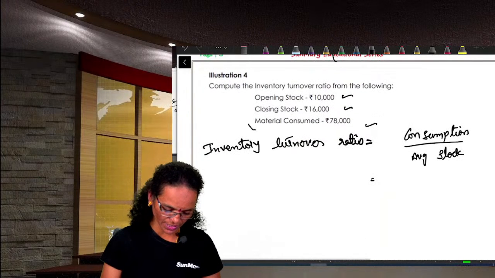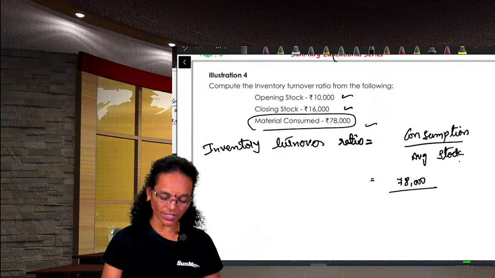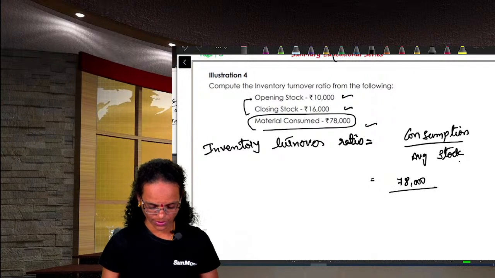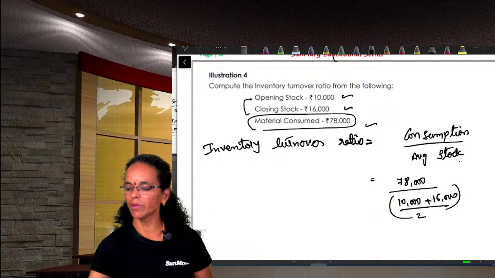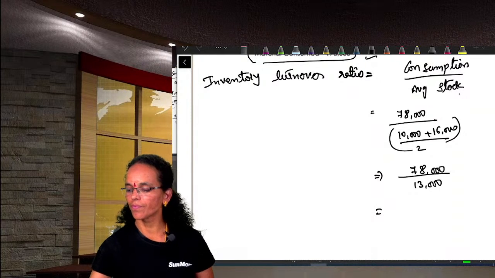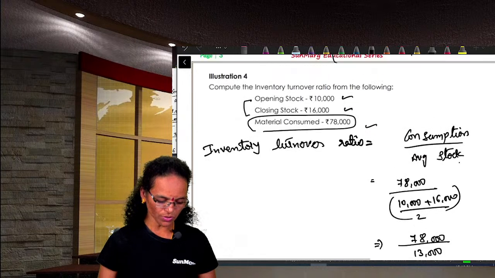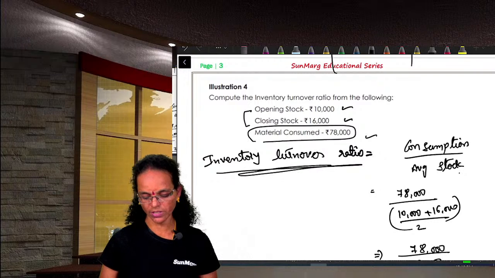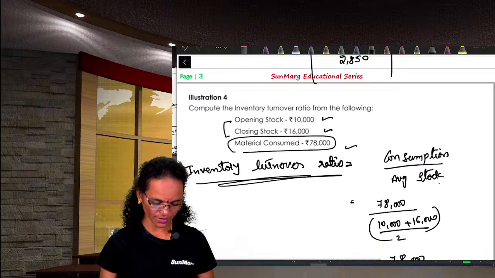See, consumption is directly given as 78,000 and average stock is nothing but opening plus closing divided by 2, that is 10,000 plus 16,000 divided by 2, which is 13,000. So 78,000 divided by 13,000 is 6 times. So the inventory turnover ratio is this. Clear?